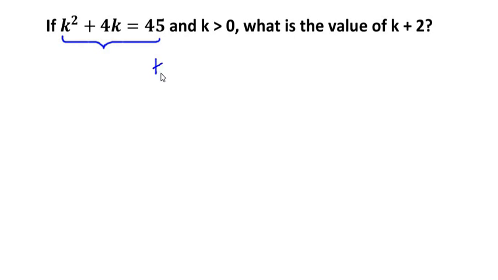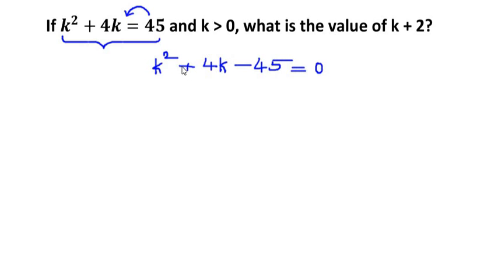So let me rearrange it and write it as k square plus 4k minus 45 is equal to 0. So I have got the 45 on this side, so it has turned into a minus 45. Now we have to think about factorizing this quadratic expression.